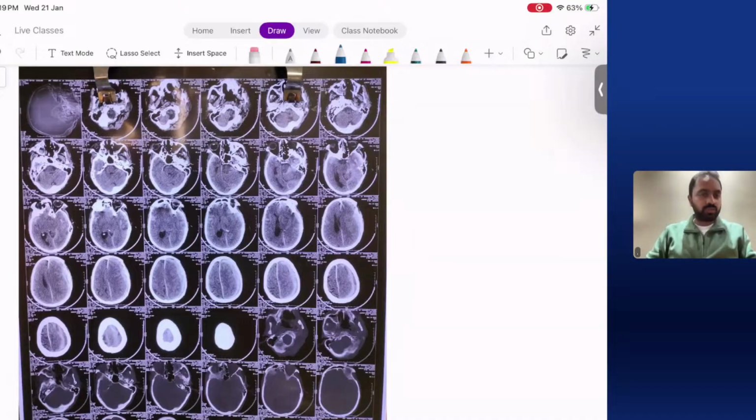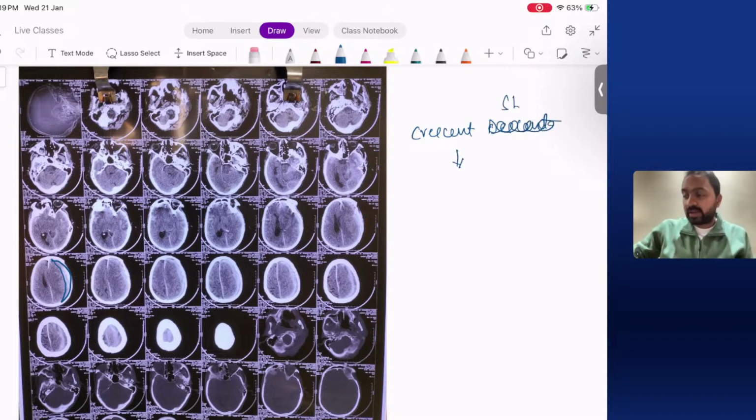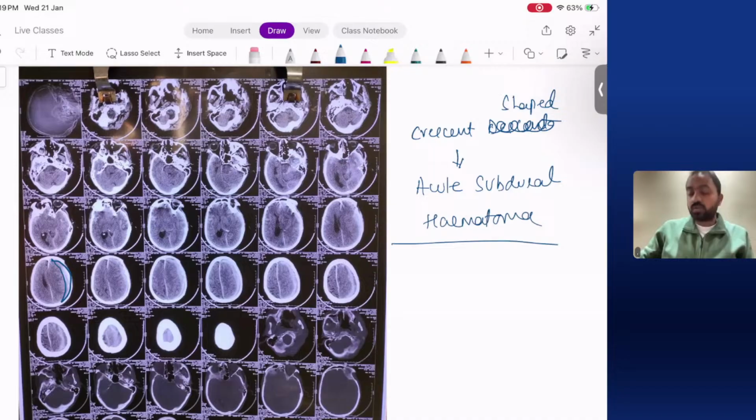So what do you see over here? So there are a lot of findings over here, but the main thing which I would want you all to know is, look at this, a crescent shaped hyperdensity over here, right? You can see this crescent shaped hyperdensity. So with this crescent shaped hyperdensity, we are basically dealing with acute subdural hematoma, right? So this is one of the common traumatic conditions that we come across.